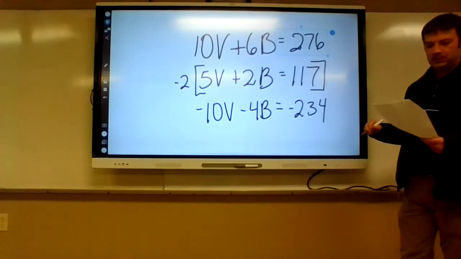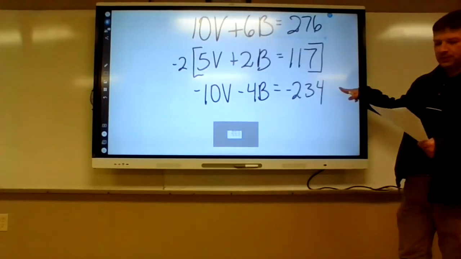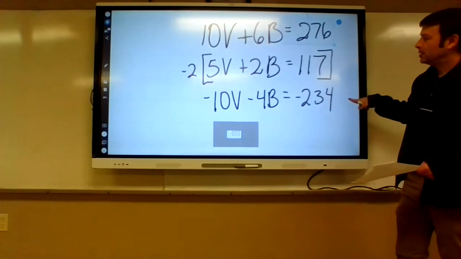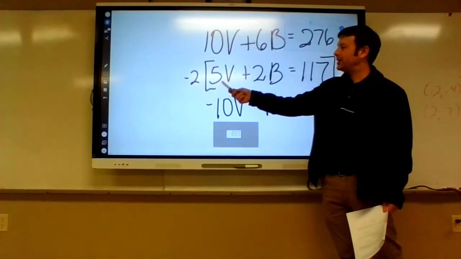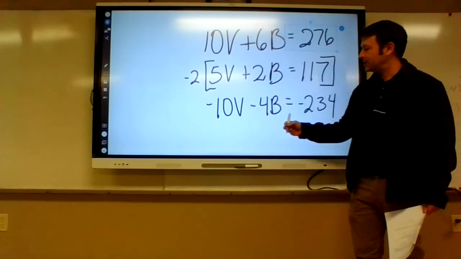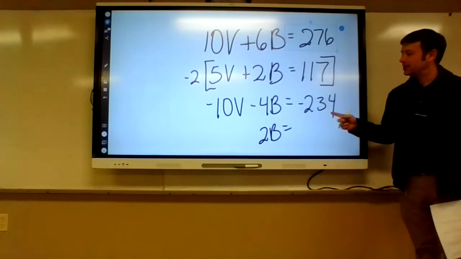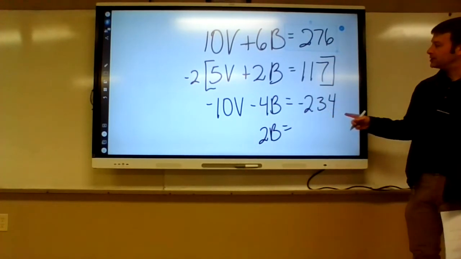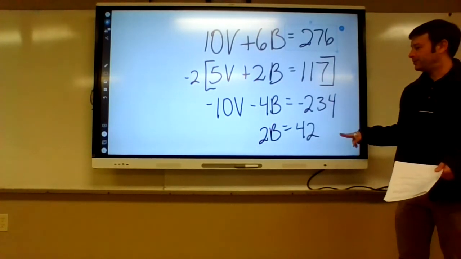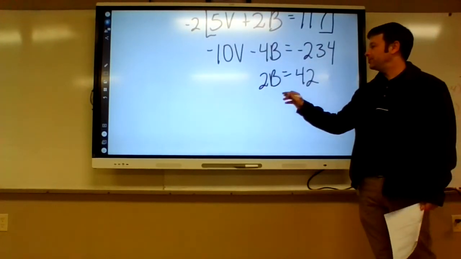Okay, and then we'll see if you got it right here, Shannon. Forgot to find the B value on this one. If we add the two lines together, our V's will go away, so we got 6B plus -4B, 2B, and 276 plus -234 is... If I got that wrong, blame it on Josh. He helped me. You didn't finish the problem. Well, that's his fault. Okay, divide by 2.